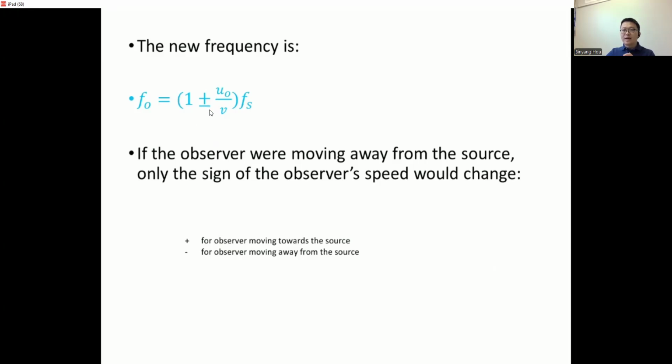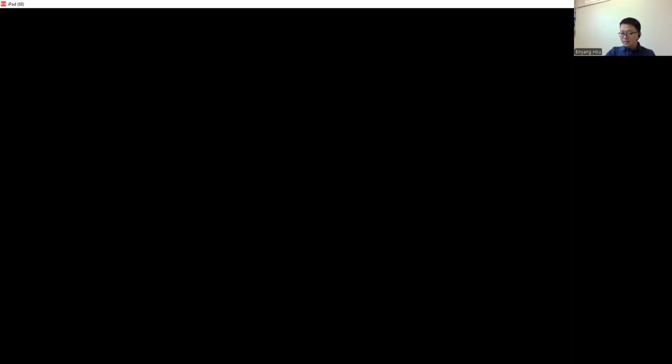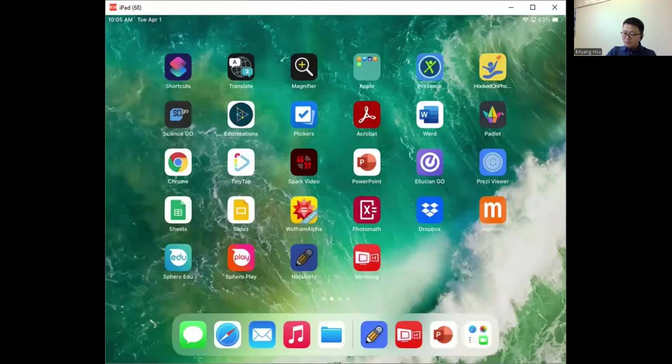Okay, so this is the other way around compared to when the source is moving and the observer is not moving. So be careful about picking the signs. All right. Again, we'll take a look at an example here, and then we'll move on from there.